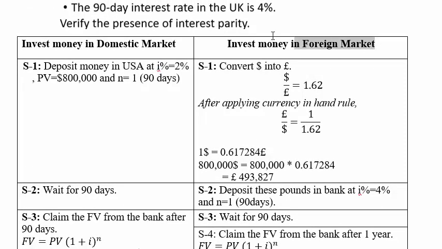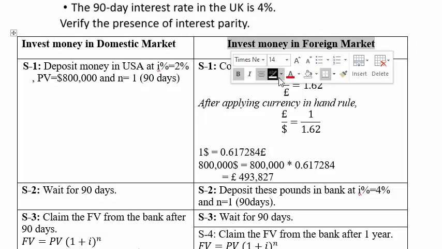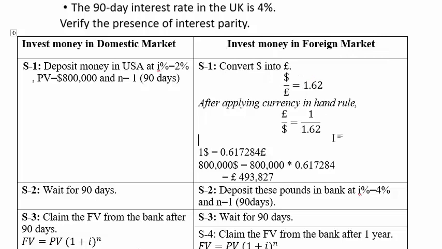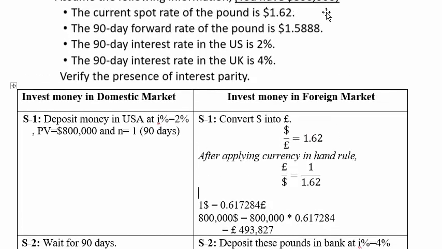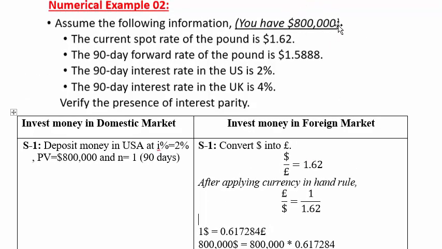Let's invest our money in the foreign market and see how much we can receive. If you are investing money in the foreign market, then you must first convert your $800,000 to British pounds. So that's our step number 1: convert this $800,000 that we have into British pounds. The conversion rate, the current spot market rate given to us, is 1 pound equal to $1.62.